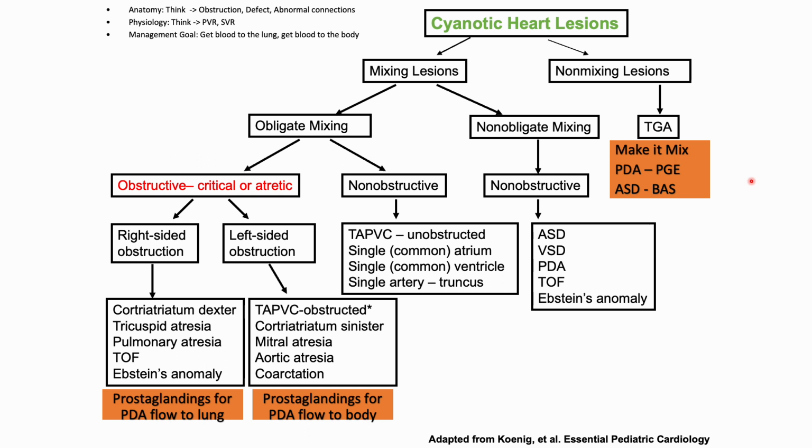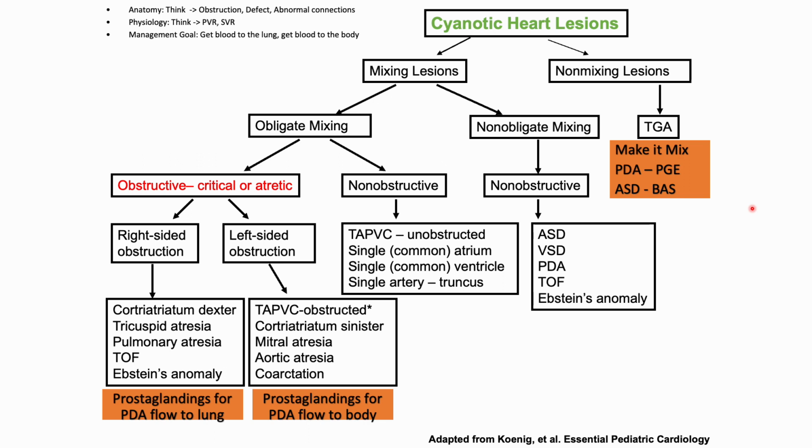So first thing that you can do is always start prostaglandins. Maybe some mixing happens across the PDA. But the big thing that needs to be done for these babies who are extremely desaturated is to very quickly get them to a cardiac center where they can undergo a BAS, or a balloon atrial septostomy, where they open up the atrial septum, essentially pop it open so that mixing can happen, and some oxygenated blood makes it to the body.